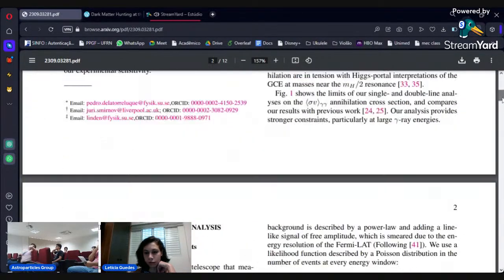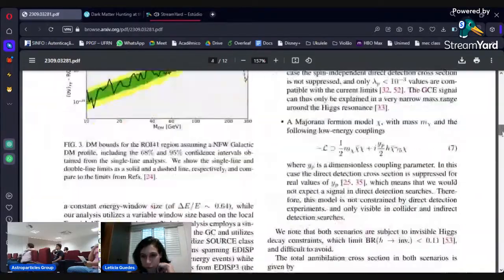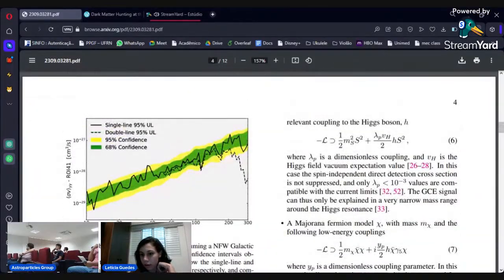Yeah, and they don't consider the dark matter a boson. They just consider scalar and fermionic. But yeah, it's something decaying on Higgs, and then generating gamma rays.